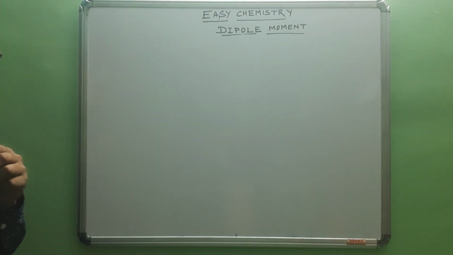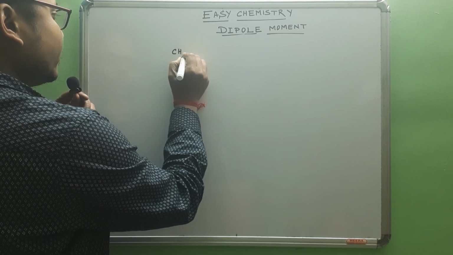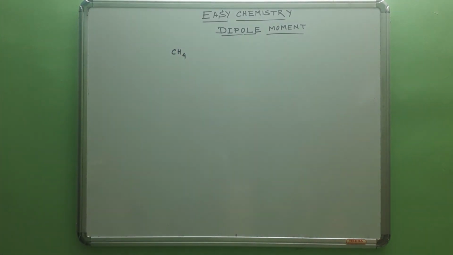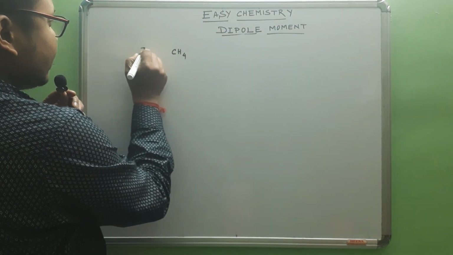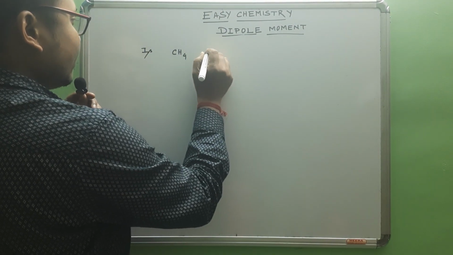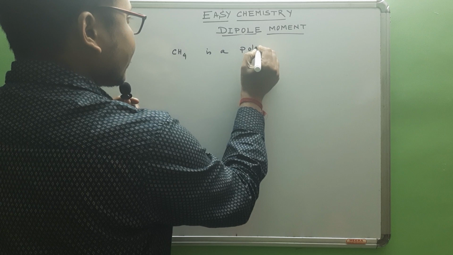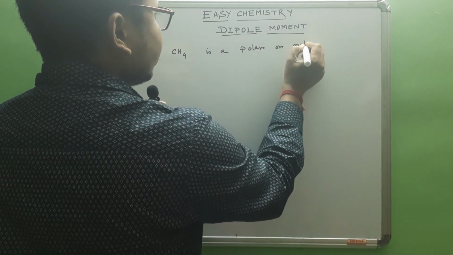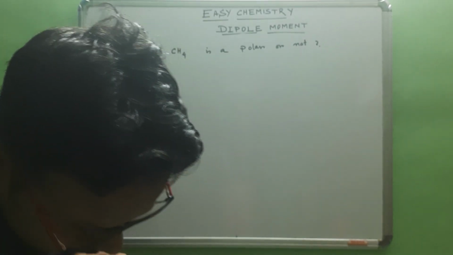Our first question is, what will be the dipole moment of CH4? If dipole moment exists, that means the compound is polar. So is CH4 a polar molecule or not? What will be the answer? I have discussed the dipole moment of CH4 in our previous class, but I am repeating this topic here again.